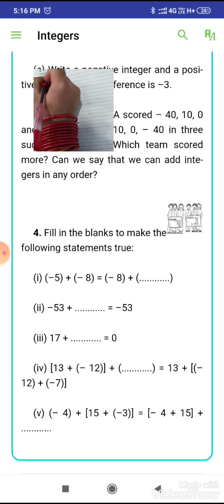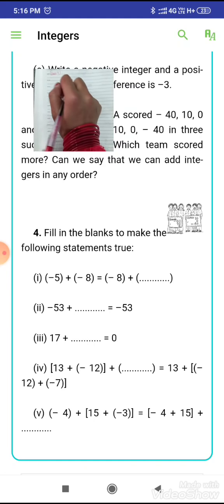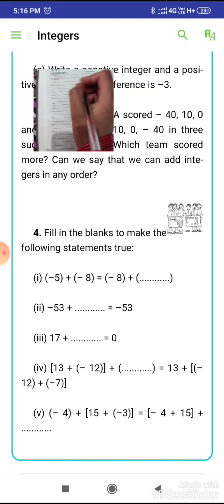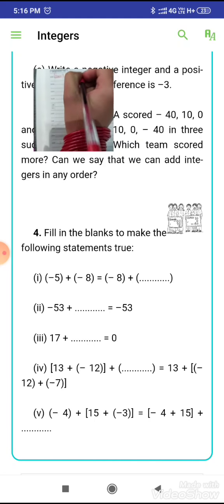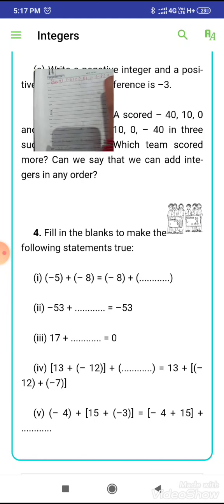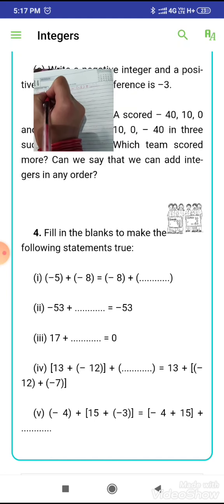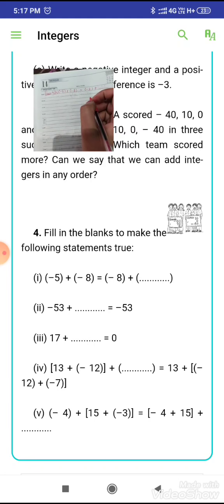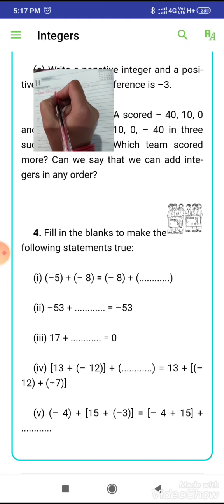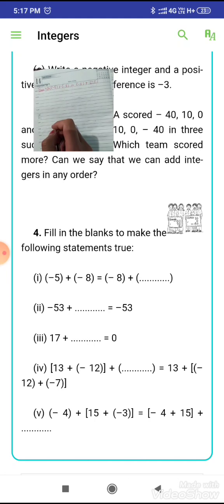Question number 4. Question number 4 is the last question of exercise 1.2. Fill in the blanks to make the following statement true. -5 plus 8 equals -8 plus 0 is equal to dash. For solving this part, recall the commutative property of integers. We can add integers in any order. So to make this statement true, we have to fill -5 in the blank.